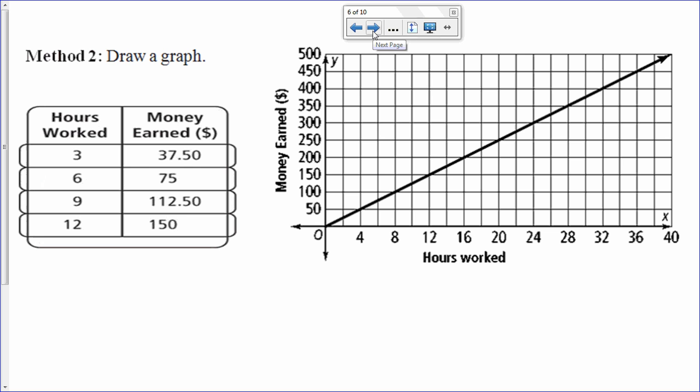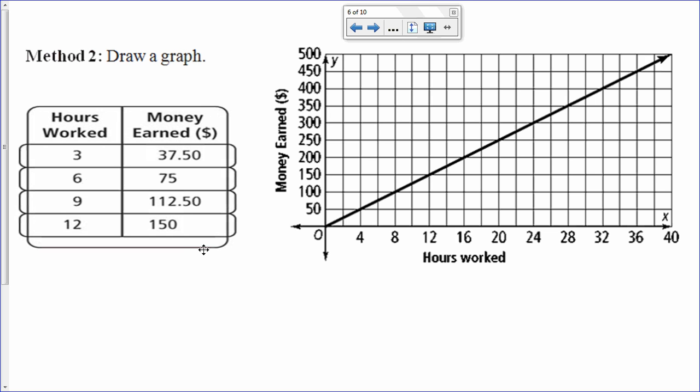The other way to solve this is to make a chart or draw a graph. Here our hours worked is our x input and the money earned is our y, our independent variable and our dependent one. What you would do is take the points here: 3 hours, she made $37.50, put a point. 6 hours, $75. 9 hours, $112.50. And for 12 hours, $150.